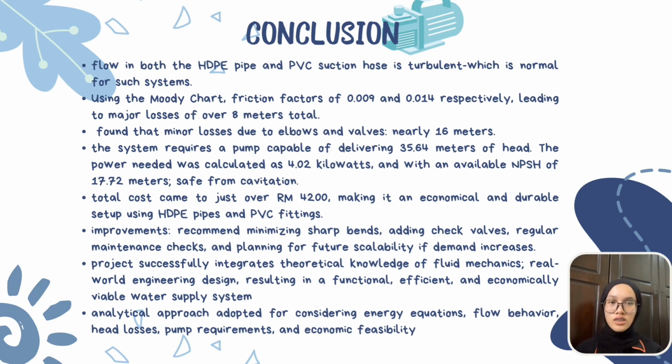Also, in total, the system requires a pump capable of delivering 35.64 meters of head. The power needed was calculated as 4.02 kilowatts, and with an available NPSH of 70.72 meters, the system is safe from cavitation. The total cost came to just over 4,200 ringgit, making it an economical and durable setup using HDPE pipes and PVC fittings.